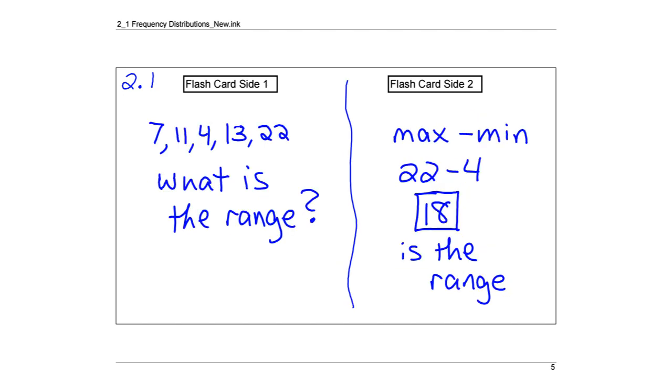Okay, another flashcard. So I gave you some data here. I gave you 7, 11, 4, 13, and 22, and I'm asking you for the range. So what you have to do is you have to find the maximum point of all of those. That would be 22, so the largest point. Then you want to find the minimum point, which is the smallest data point. That would be 4, and then we're going to subtract those. So 22 minus 4 gives me 18. That is the range of my data.